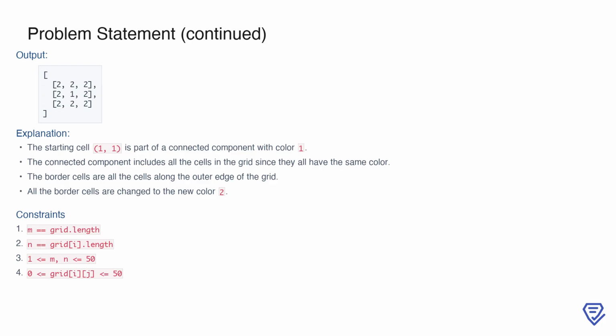Since the connected component spans the entire grid in this example, the border includes all the cells along the outer edge of the grid. These border cells are updated to the new color, 2, while the inner cells retain their original color. The final output grid shows this change, with the outermost cells updated to 2 while the middle cell remains 1. This example illustrates how the border is determined when the connected component includes the entire grid. It highlights the importance of identifying which cells are at the boundary of the grid or adjacent to different colors.